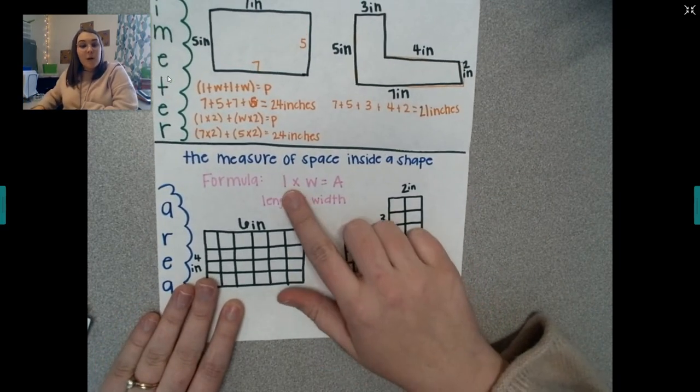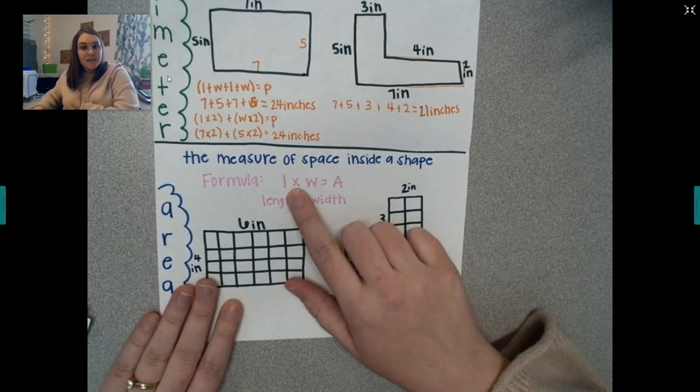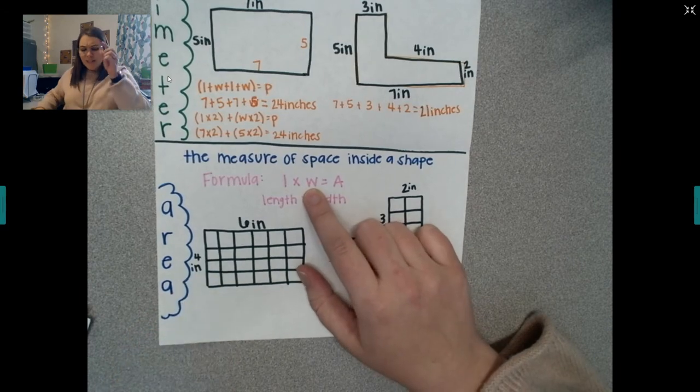Area is when we multiply length times width. So it gets a little bit more tricky with area. So let's go ahead and let's figure out, I have a new problem. So let's take a look at my backyard again.